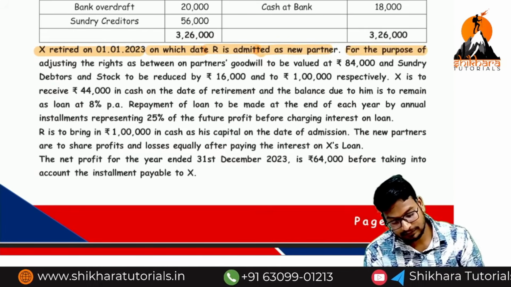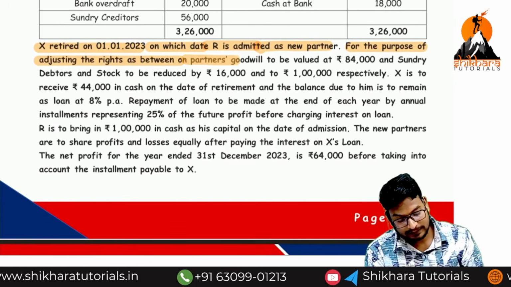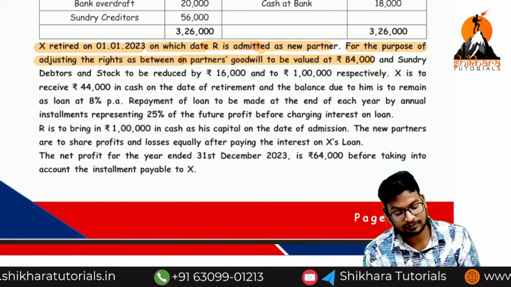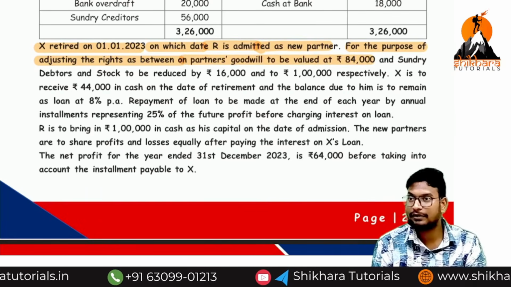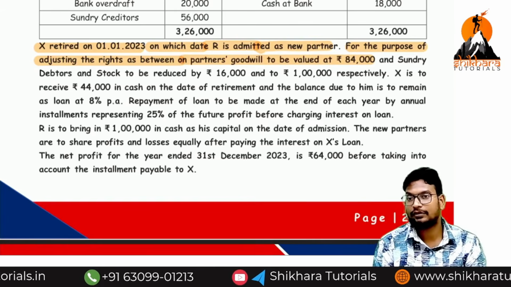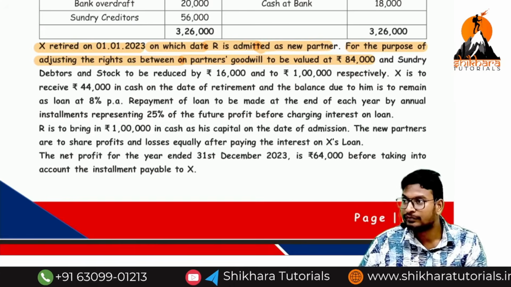For the purpose of adjusting the rights as between the partners, goodwill is to be valued at how much? 84,000. For the purpose of all the rights, we are going to value the goodwill at 84,000. That means we don't need to calculate the goodwill. They have only given it directly.